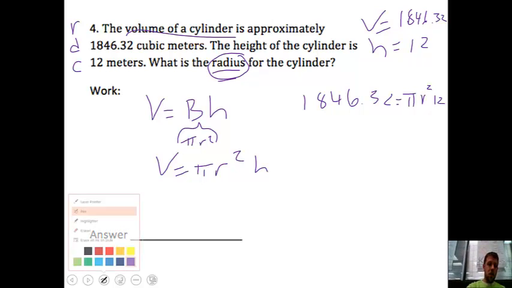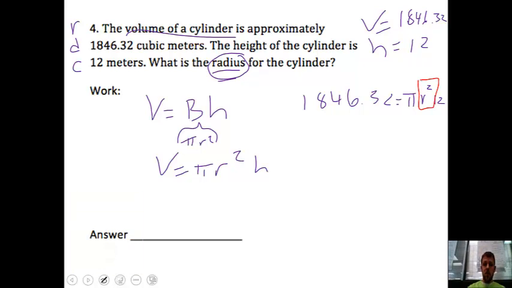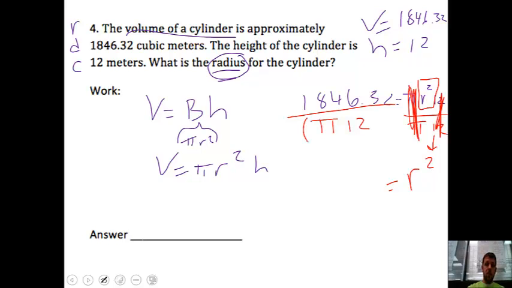Now this is a problem because we have to figure out what radius is, and so we have to isolate everything, meaning we have to divide by pi and by 12. We divide by pi and we divide by 12. That means these are canceled out, and I'm left with r squared. Do not forget about the square. I do need to remember that this needs to have parentheses around it. And my final answer is 49.